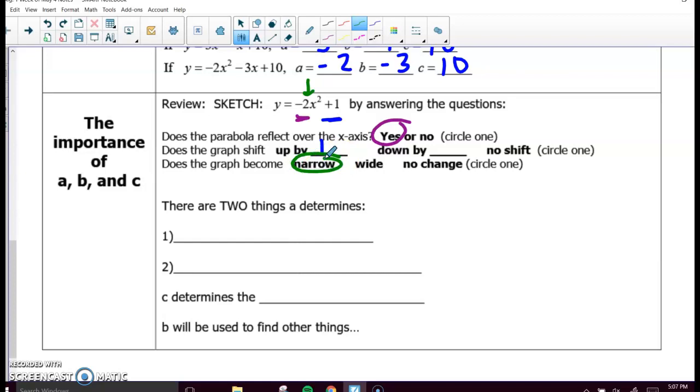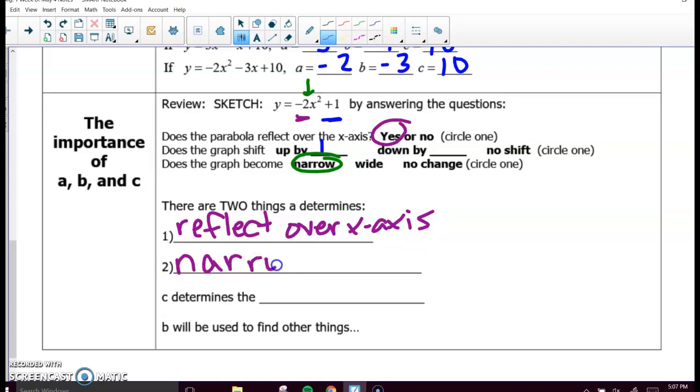So what are the two things that a determines? My a value here, the negative, determined whether it reflects over the x-axis and whether it was more narrow or wide.